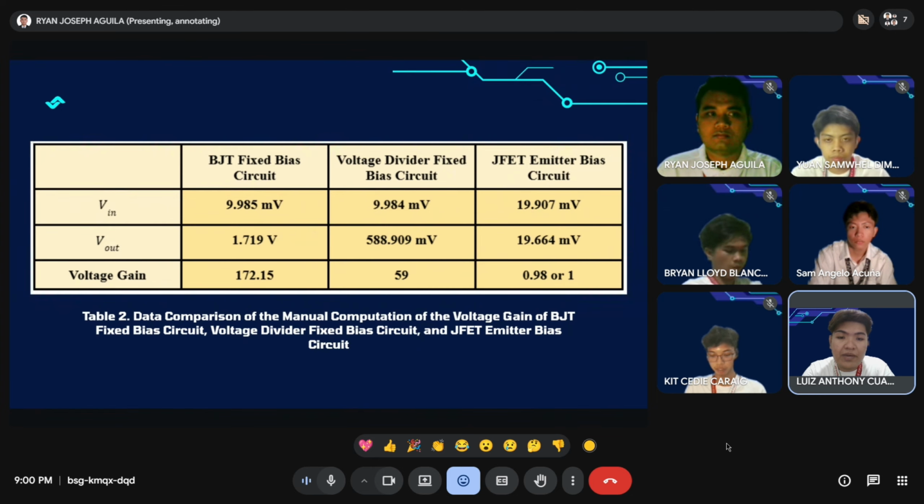So the voltage divider bias configuration demonstrates a deliberate trade-off, reducing the voltage gain to 59 in exchange for significantly improved circuit reliability. And the JFET emitter bias or the source follower functions as a unity gain buffer, as evidenced by its near identical input and output values, which results in a gain of approximately 0.98 or 1. Its primary advantage is its extremely high input impedance.